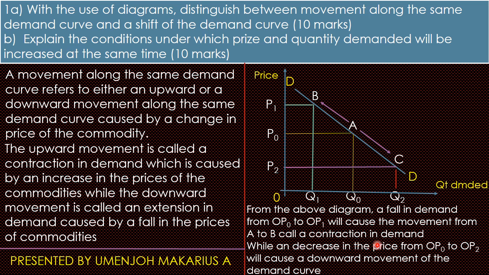While a decrease in the price from OP0, guys, to where? To OP2, right, will cause a downward movement along the demand curve, guys. We can see it from A to C, right? It will cause the downward movement along the demand curve. So guys, all what you've written like that can even score you about 12 marks, because the diagram is everything we've explained in a quality manner. So if the same exam comes, guys, you need to repeat all these points I've said.